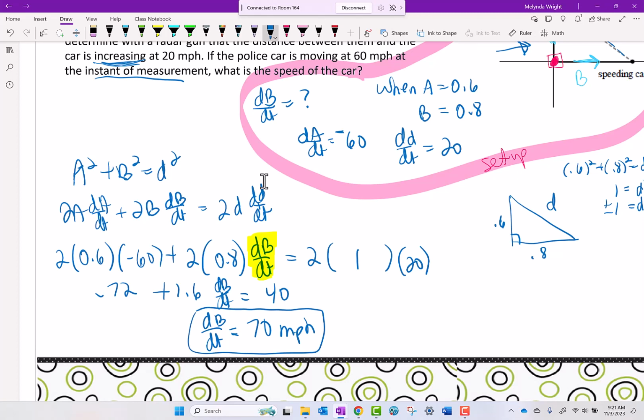So what do we find? We found the rate that the distance between the cars is increasing. The rate that the distance is increasing is 70 miles per hour. Okay, how are we doing? Okay.